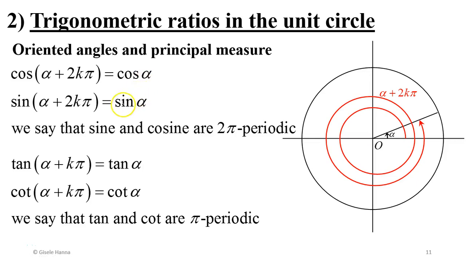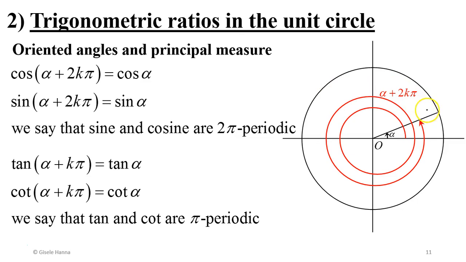Okay, so in the second part of this lesson, we have previously, in the first part, defined what a unit circle is, and we have discussed the trigonometric ratios on the unit circle, their corresponding axes, in addition to the signs of trigonometric ratios along the four quadrants. So now we're going to move to oriented angles and their principal measure.